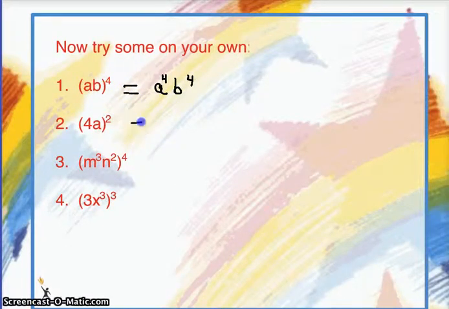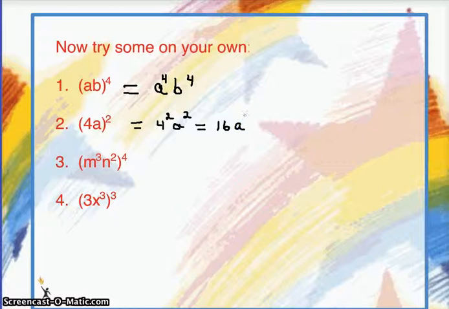In the second example, same thing. We have 4a to the 2nd power, so everything is raised to the 4th power, which means that we take 4 to the 2nd power and we take a to the 2nd power. We can further simplify that because you know what 4 squared is, and that would be 16. And then we can just rewrite times a to the 2nd power.